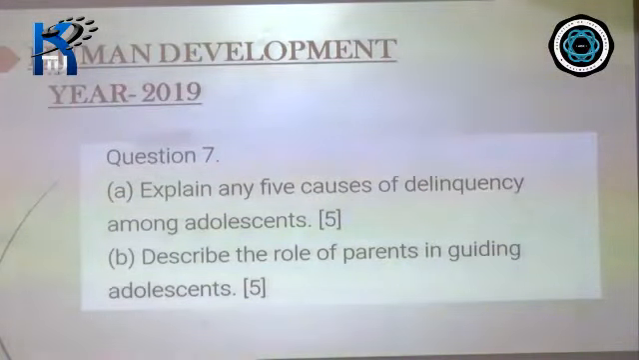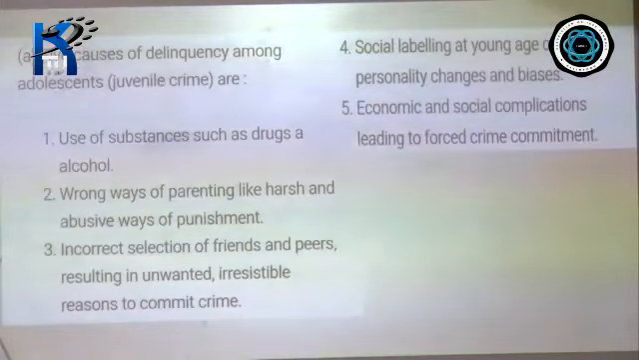The next topic would be human development, which mainly deals with the development of an adolescent, the cognitive, the social and emotional development of an adolescent. Explain 5 causes of delinquency among adolescents was asked in the year 2019, along with the second part of this question: what would be the role of parents in guiding adolescents?